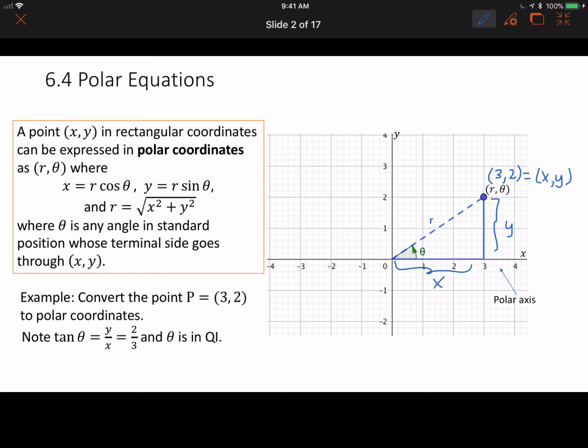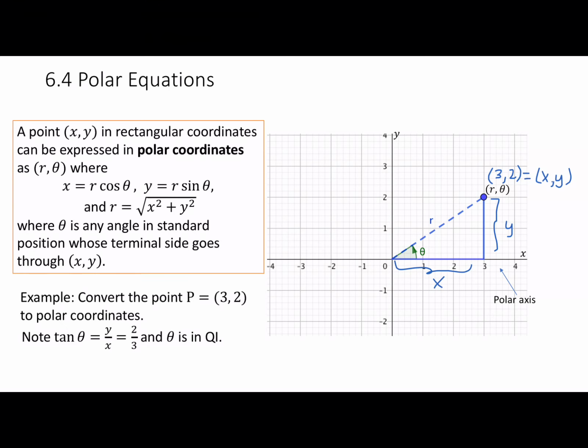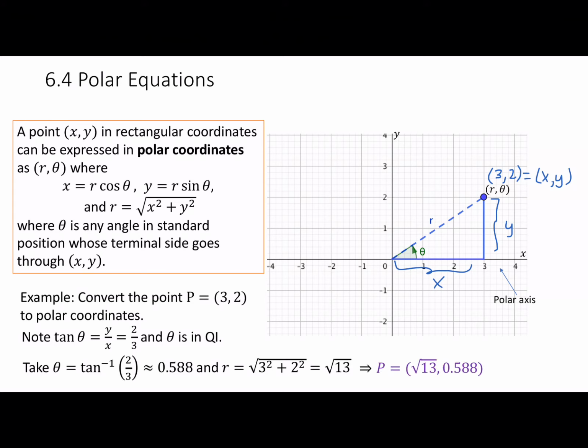So how could you solve for theta? Well, you've been doing this for a couple sections now. We could just take tangent inverse of 2/3, and that gives me 0.588 in radians. And to find r, we just use the fact that r is the square root of x squared plus y squared. So here that's the square root of 3 squared plus 2 squared, which is the square root of 13. So the polar coordinates for this point are square root of 13, comma 0.588.